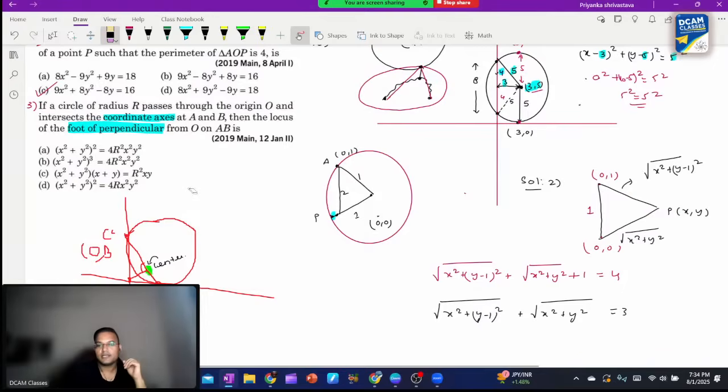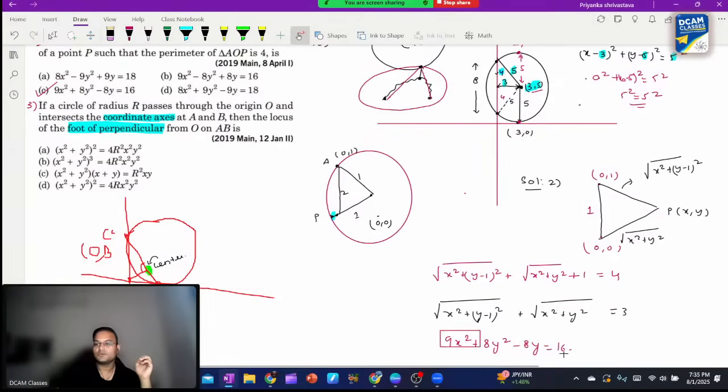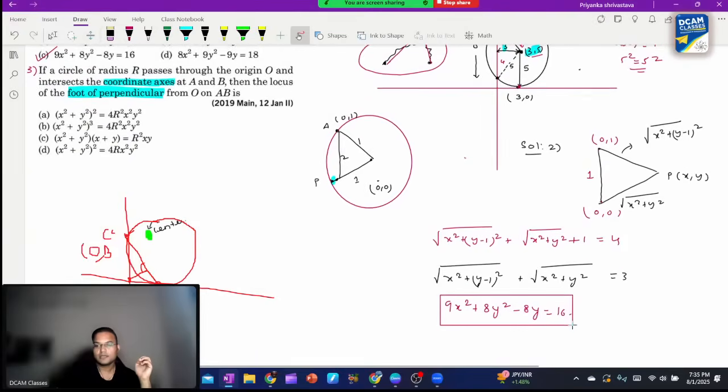Very interesting thing, I'll tell you. What about this one? Everyone got the answer? You have to square and add. We have to square and add, that's all. The answer will be 9x square plus 8y square minus 8y is equal to 16. Kanishka, did you get it? If not, tell me and I will solve it. So it came.